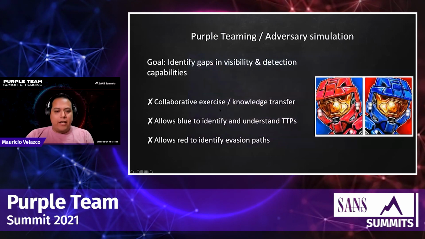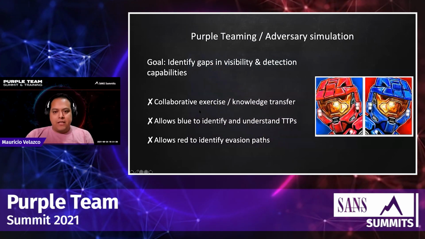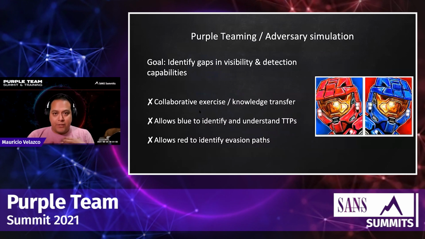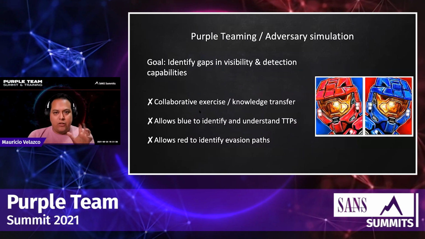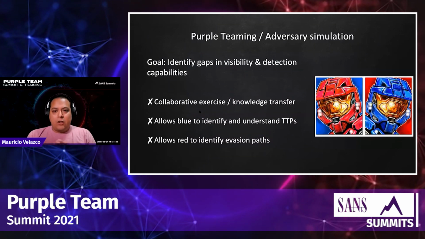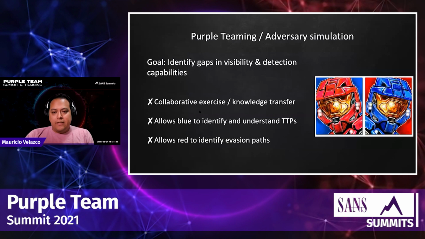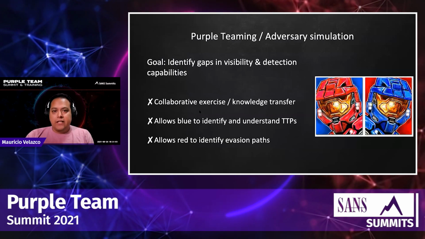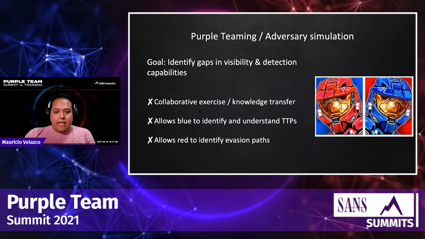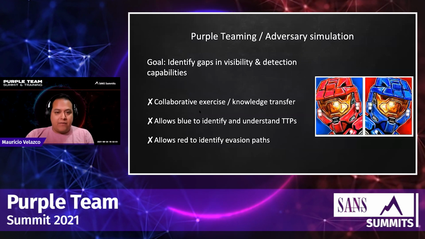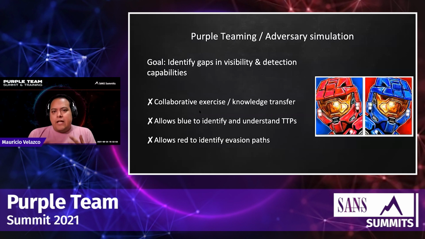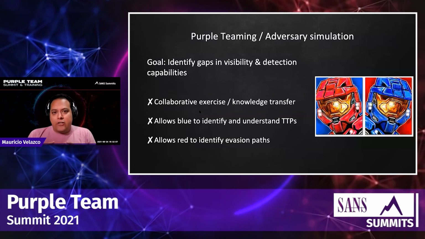So let's quickly define the concept of purple teaming in the context of this talk. I don't pretend for this to be the only definition, right? This is just my perspective. For me, purple teaming and adversary simulation, I actually use those terms interchangeably. It's a coordinated exercise between a red team and a blue team with one common goal. And that goal is to identify gaps in visibility and detection capabilities, right? That's the main goal. Unlike other types of offensive exercises, purple teaming, I think, focuses on detection a lot and not prevention, right?